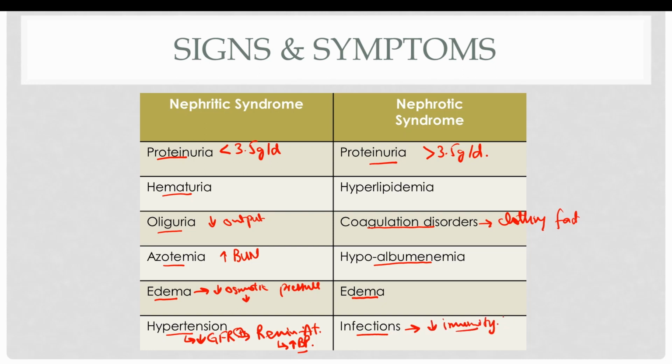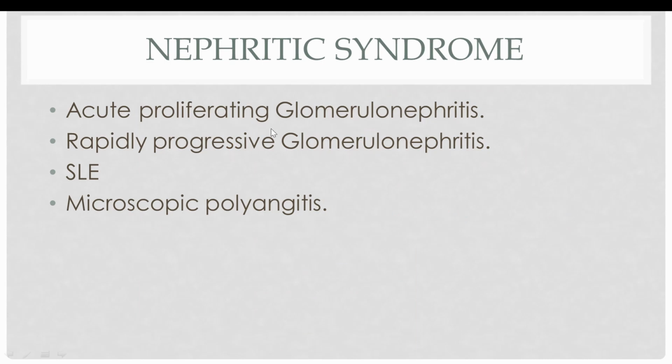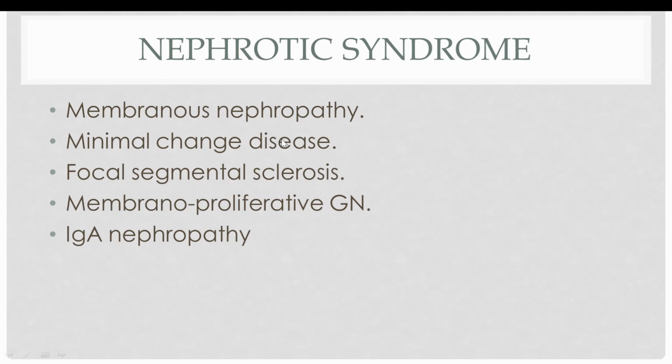The most common diseases that are part of the nephritic syndrome include acute proliferating glomerulonephritis and rapidly progressive glomerulonephritis. Nephritic syndrome can also be a result of a systemic disease such as systemic lupus erythematosus and microscopic polyangiitis. Nephrotic syndromes include membranous nephropathy, minimal change disease, focal segmental sclerosis, membranoproliferative glomerulonephritis, and IgA nephropathy.